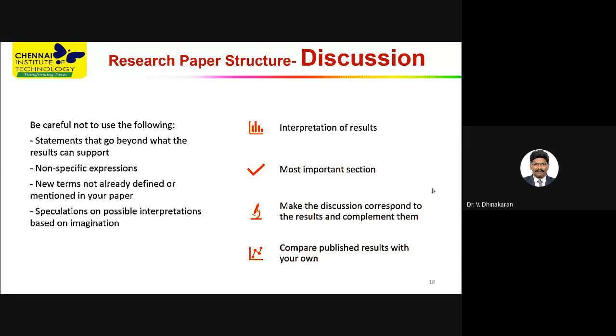In results, you simply say what results you have obtained by conducting the experiments. In discussion, you explain why it is like that, why the variation is like that, and what the reason for that is. That should be given.